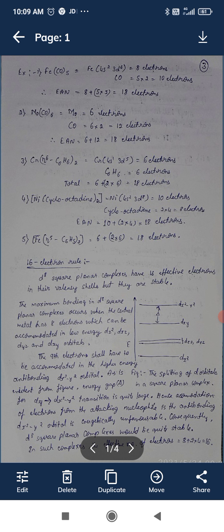In such complexes, the effective number of electrons is 8 coming from the central metal, plus 2 into 4 coming from the ligands. So that becomes 16 electrons. The extra electrons would move to the antibonding orbitals. So this is about the 16 electron rule.